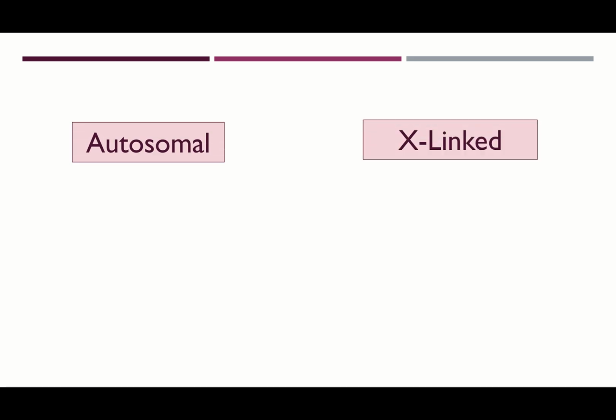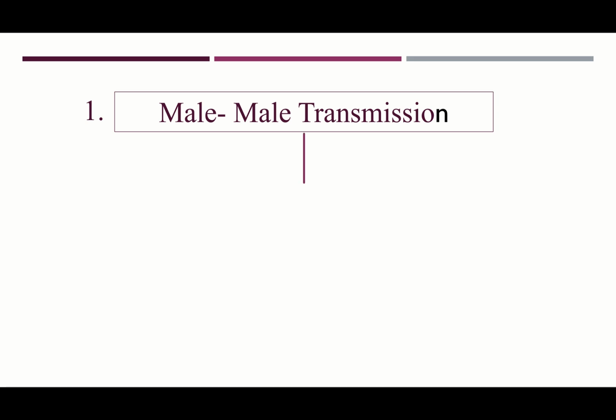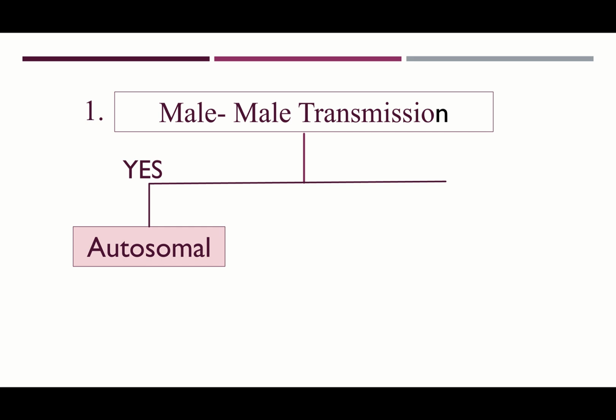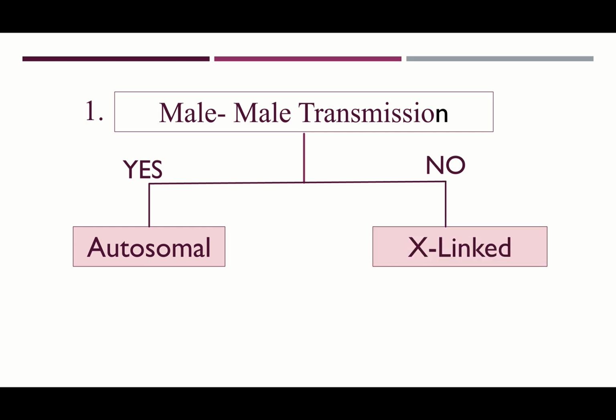To solve pedigrees, the first thing you need to know is how to differentiate between an autosomal condition and an X-linked condition. To do that, the first clue is to look for whether there is any male-to-male transmission or not. If even a single generation in the pedigree has male-to-male transmission, then this is an autosomal condition. On the contrary, if not a single generation has male-to-male transmission, then it is an X-linked condition.